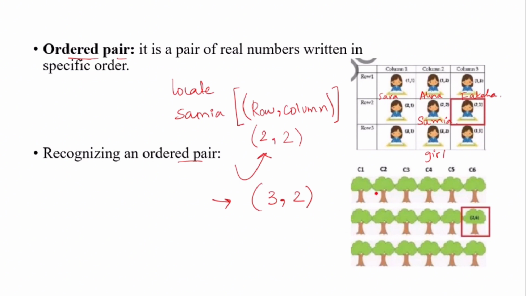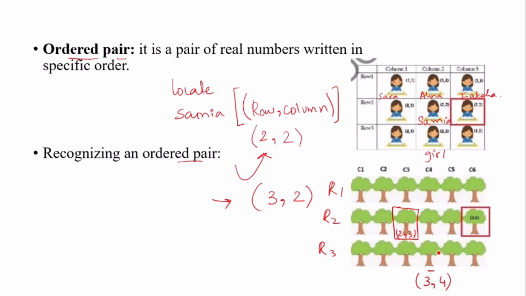And this is the second example in which we have trees 1, 2, 3, 4, 5, 6. There are 6 columns and R1, R2 and R3. Similarly, like this example, we can look at any tree. If I want to look at this tree, this tree is located in the second row and its column is 3. What about this tree? This tree is located in the third row and fourth column.